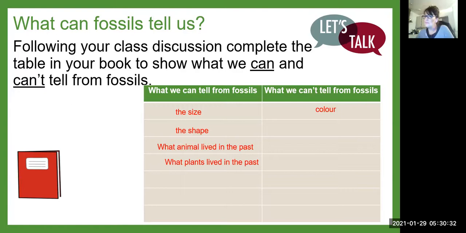Can it tell us the colour? No, because the years and years of laying sediment on top and the pressure and the breaking down of the animal means that the colour does not remain. Can it tell us what the animals ate? No, because the stomach is a soft tissue and that will get removed in the early stages of fossilization. Only the hard parts, like the skeleton, remain.